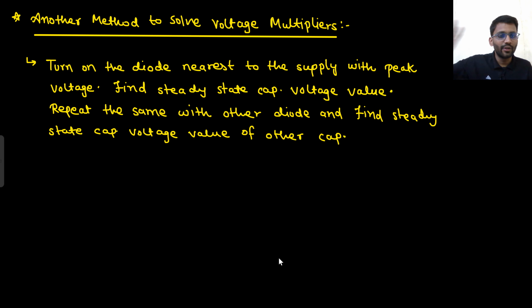So what you need to do, first you need to turn on the diode nearest to the supply. First you will turn on the diode, then you find the capacitor voltage. Based on that capacitor voltage, you turn on the next diode and find the next capacitor voltage. That's it. That's how you need to move.